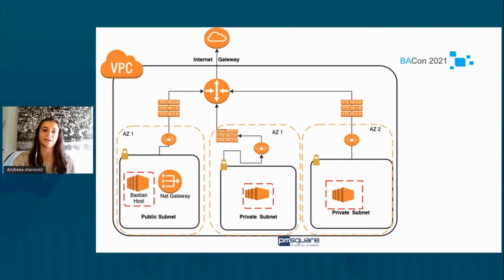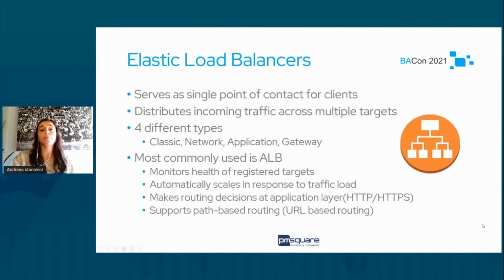One more managed service that we're going to be talking about are elastic load balancers. The primary purpose for elastic load balancers is to serve as a single point of contact for clients. They distribute incoming traffic across multiple targets within multiple availability zones. There are 4 different types, but we are going to be talking about primarily just application load balancers. Those are the most intelligent and the most commonly used.